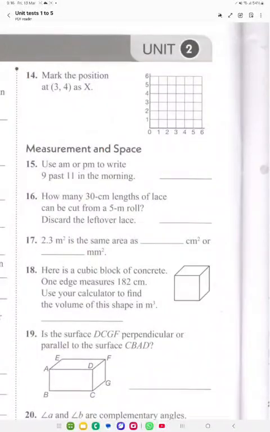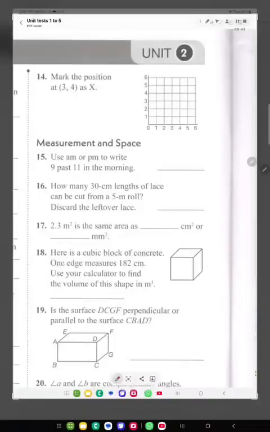Next we are discussing question 14. Mark the position 3, 4. The first value corresponds to the horizontal line, which is 3, and it's 4 here. So basically it's this number 3, 4. Okay, that's my x. This point is x. Don't write a point instead of a letter; you should write the letter next to the point. That's how we plot points on a graph.